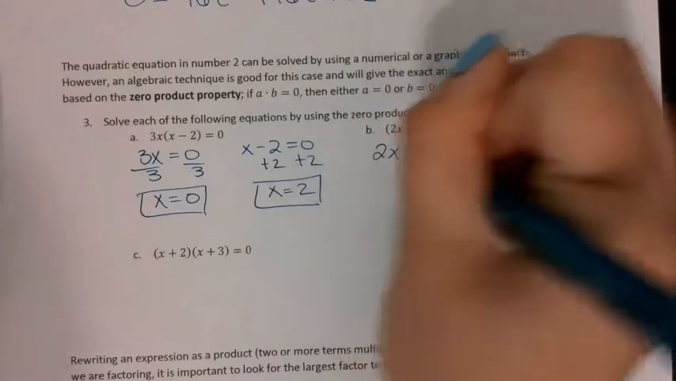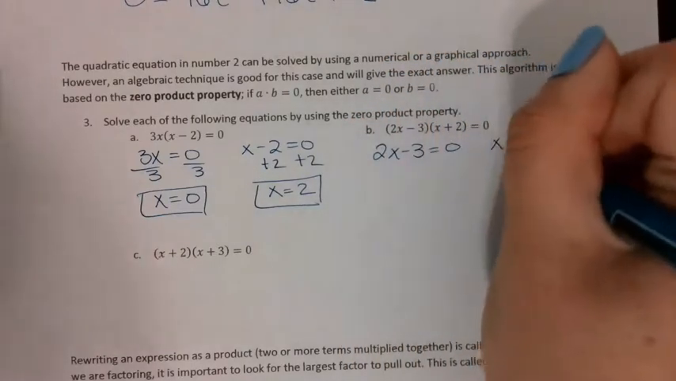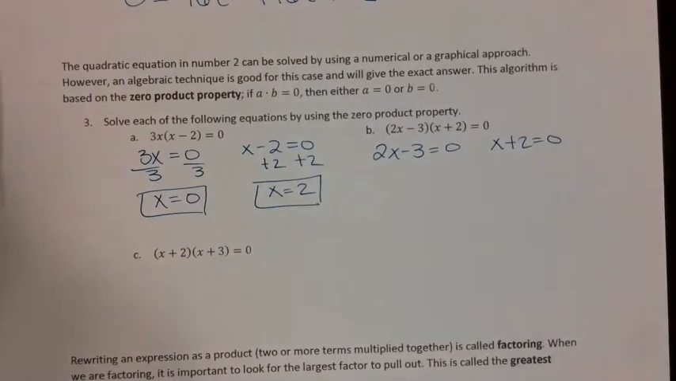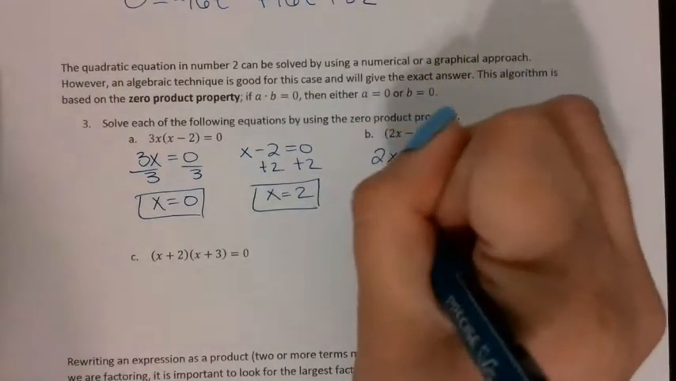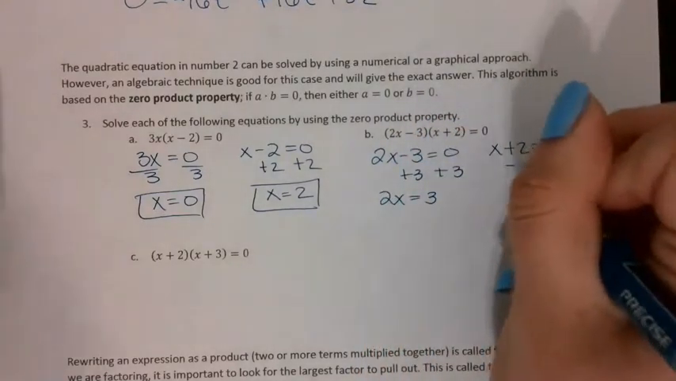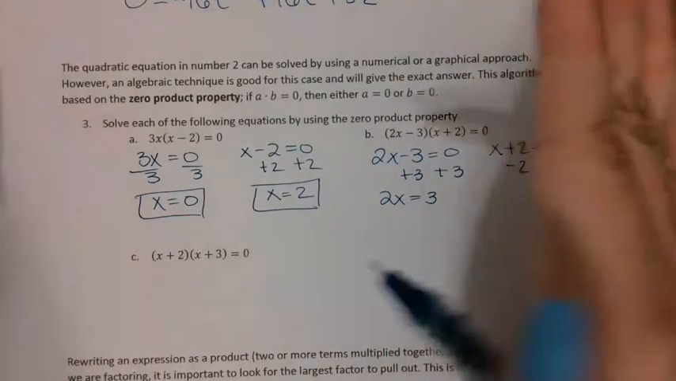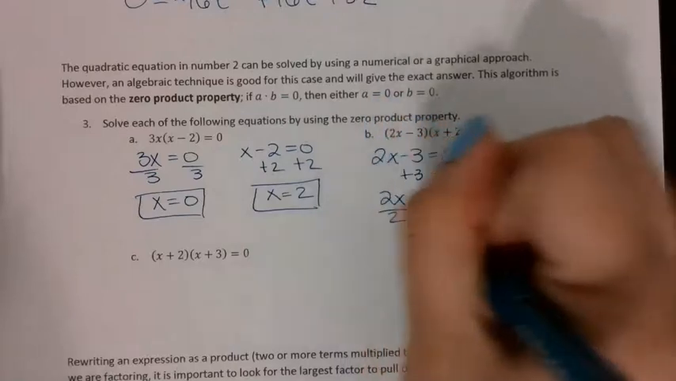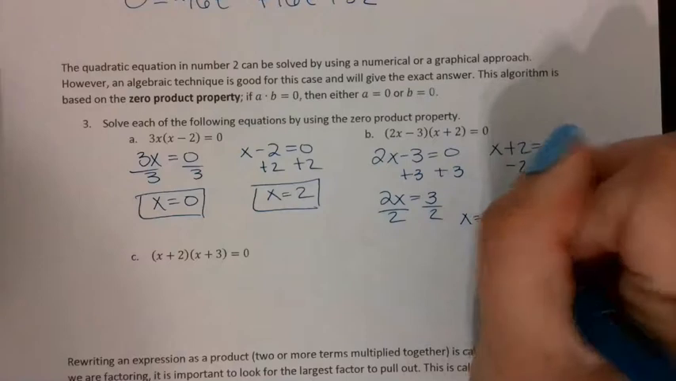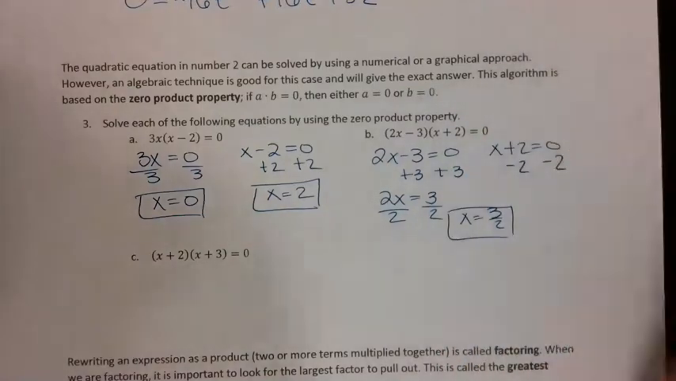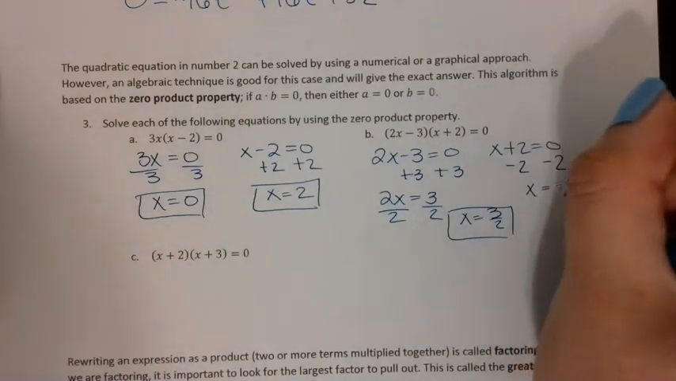I have 2x minus 3 equals 0, and x plus 2 equals 0. Then I want to add 3 to both sides. I have 2x equals 3, and I want to keep solving that equation. I divide by 2, and I end up with x equals 3 halves. On my second equation, I subtract 2, and I end up with x equals negative 2.